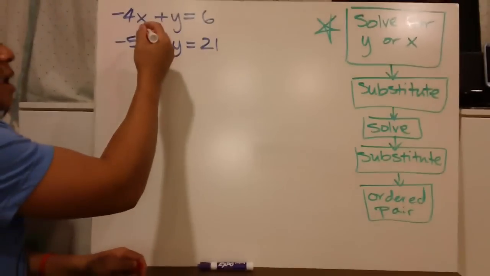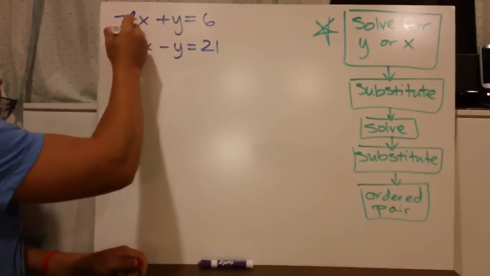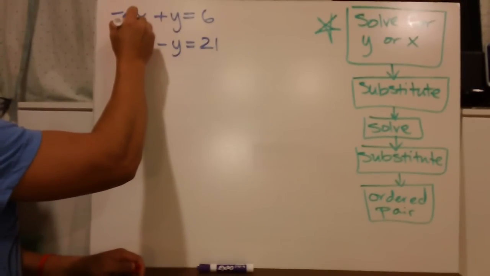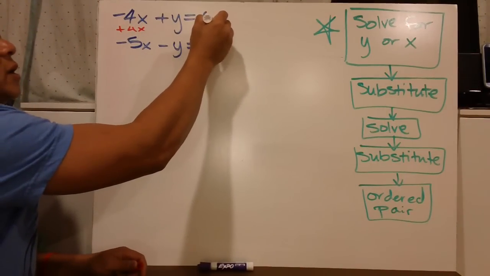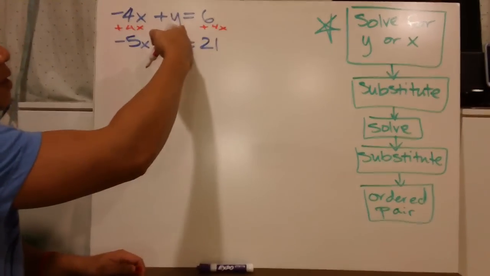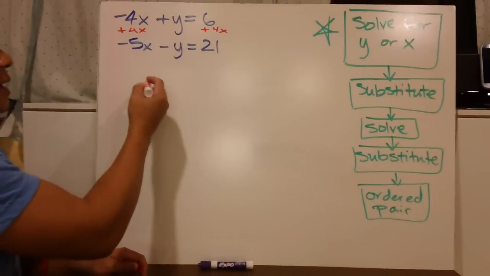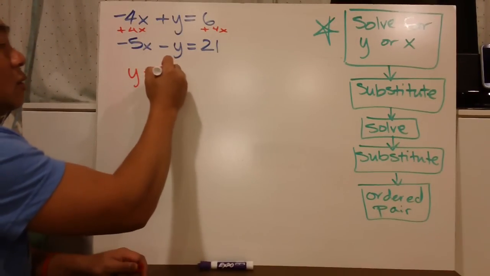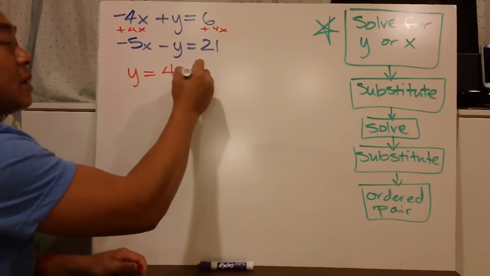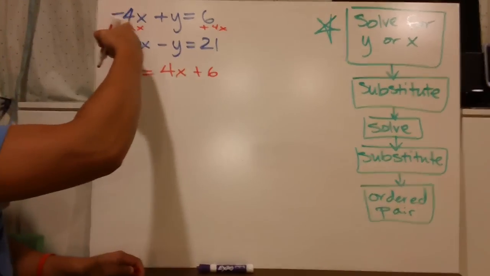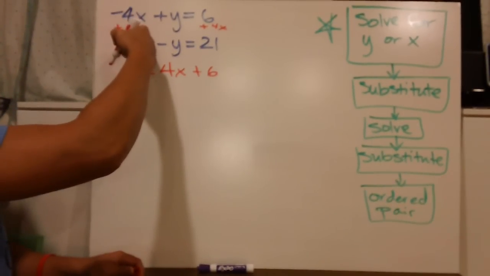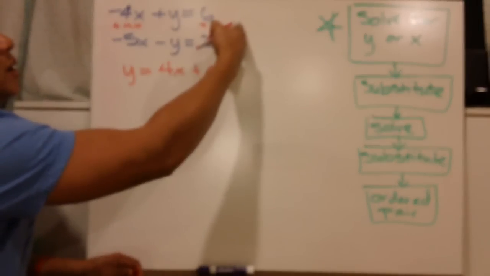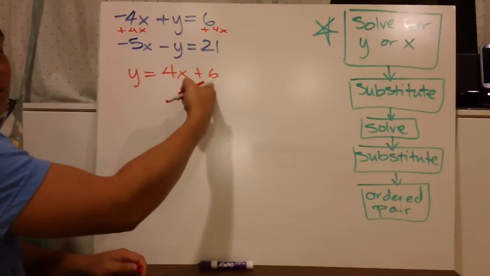When I rewrite this top one, I'm going to add 4x here, and add 4x right here, just to rewrite it so that y is on its own. So now I have y is equal to 4x plus 6. Because I had a negative 4x here, I'm going to add 4x to both sides, property of equality again, and now that gives me an isolated y.